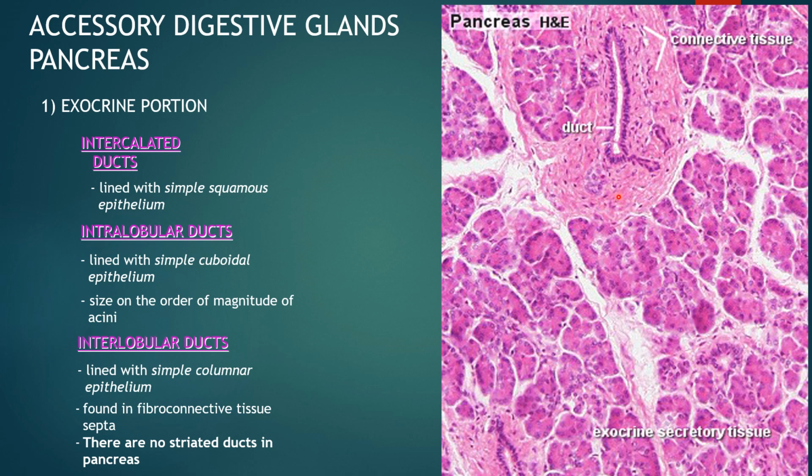Then the secretions drain into the interlobular duct, and these interlobular ducts are present in the septa. A large amount of connective tissue surrounds these interlobular ducts, and they are lined by simple columnar epithelium. Another point you must remember over here is that there are no striated ducts in the case of the pancreas, because we have studied previously with the salivary glands that the serous glands have striated ducts, but in the case of the pancreas there are no striated ducts. So this is again an important MCQ as well.